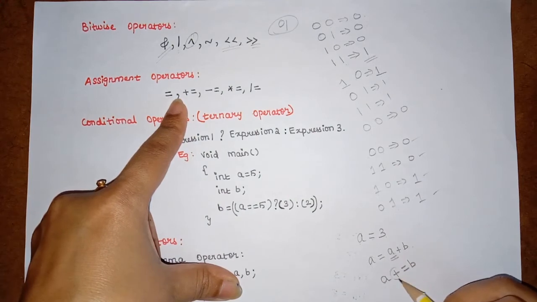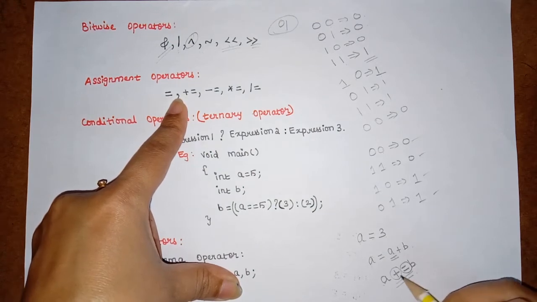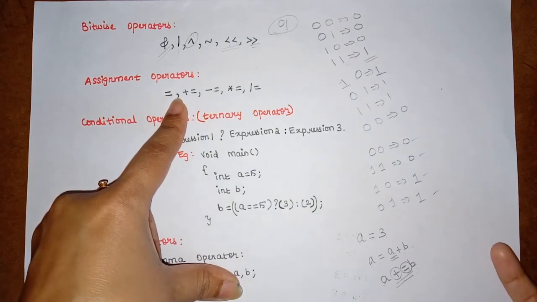First we are performing addition of A and B. After performing the addition of A and B, the result will be stored, that is assigned to A. Right? This is what this operator means. Plus equal to means A is equal to A plus B. It means that A is equal to A plus B.